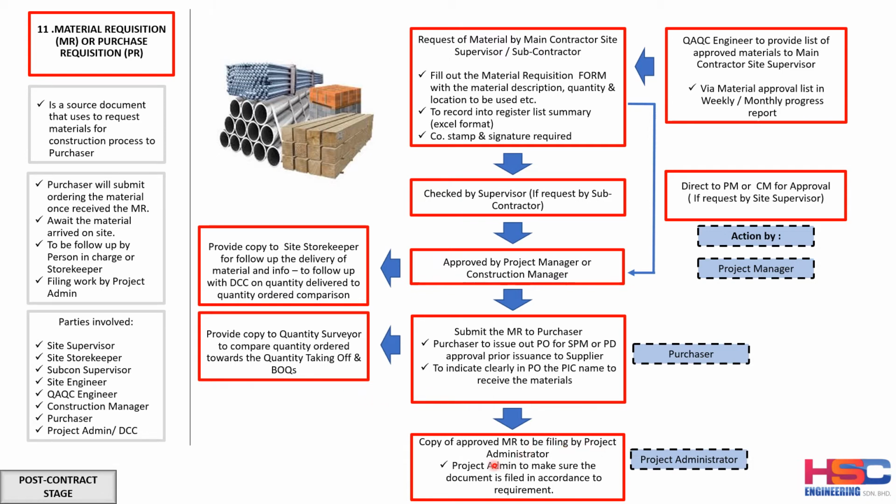Okay, so the copy of the approved MR is to be filed by the project admin to ensure that the document is filed in accordance with requirements. The copy of the PO will also pass to the QS, and a copy of the PO can also be passed to the site storekeeper to follow up with the supplier, and for the storekeeper's information.